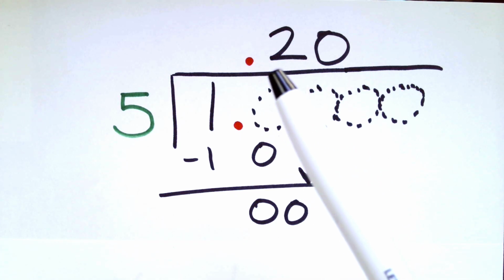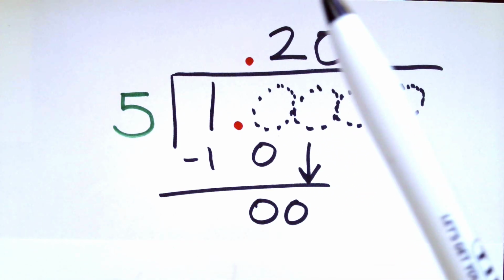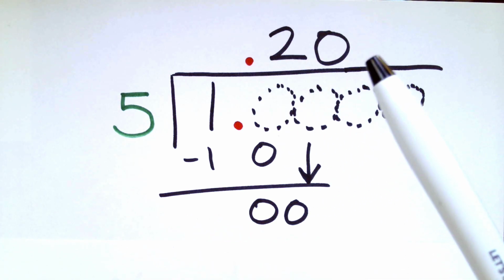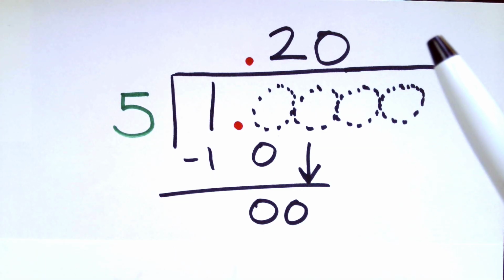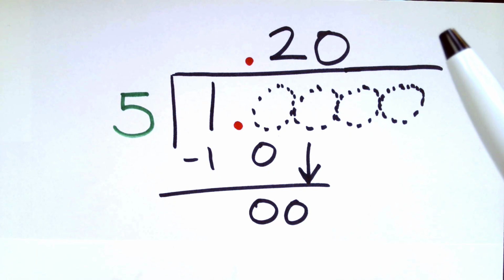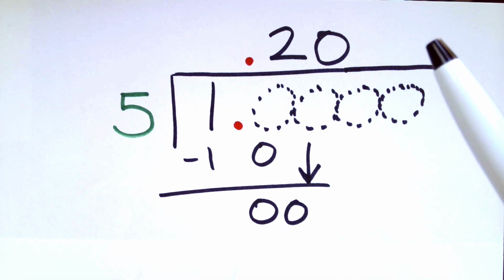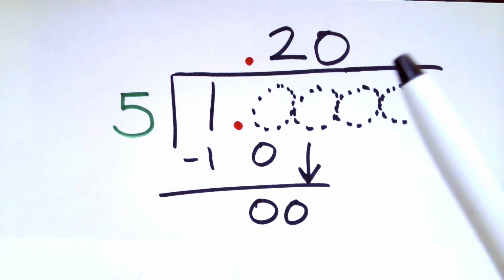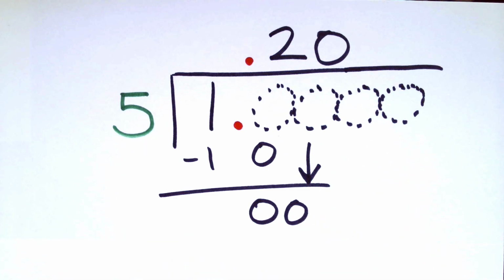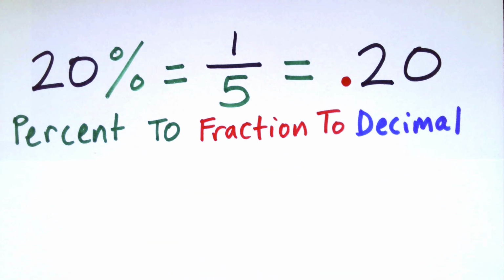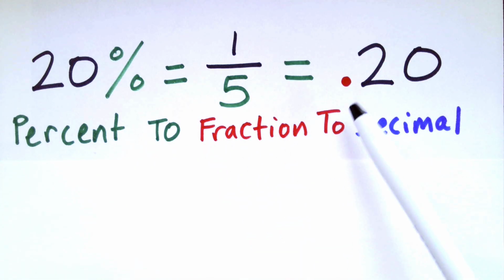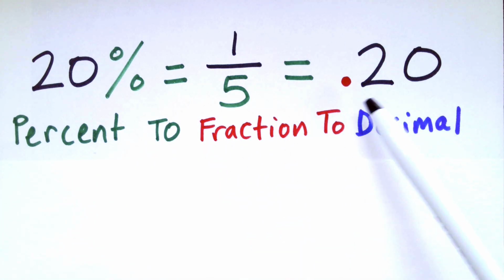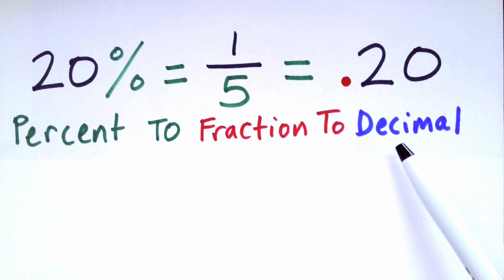Or 20 hundredths is another way to say it, as we are going to keep this decimal value as 0.20. 0.10 is a dime, right? That's a tenth, a dime. 0.20 is 2 dimes. That's 2 tenths. So that's another way to think about it. Okay, so here you can see we've converted 20% to the 1/5 fraction to the 2/10 or 0.20 decimal.